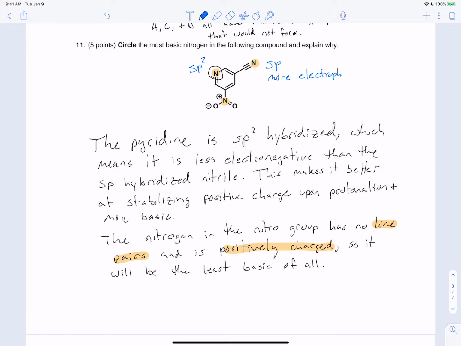Sorry, it's more electronegative. It wants to hold on to this lone pair that it has, and it'll hold on to that lone pair tighter than a pyridine will. Or conversely, if we imagine protonating each, it'll be worse at stabilizing the positive charge in the conjugate acid.